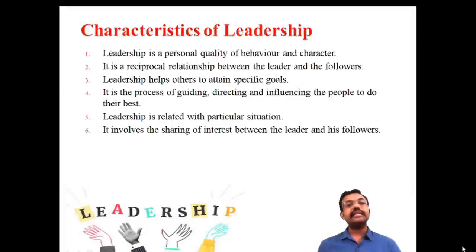Leadership is like a personal quality or the behavior and the character. It is a reciprocal relationship between the leaders and the followers. Leadership helps others to attain the specific goal. It is a process of guiding, directing, influencing people to do their best. And leadership is related with a particular situation. It involves the sharing of interest between the leaders and his followers. These are the important characteristics of leadership.